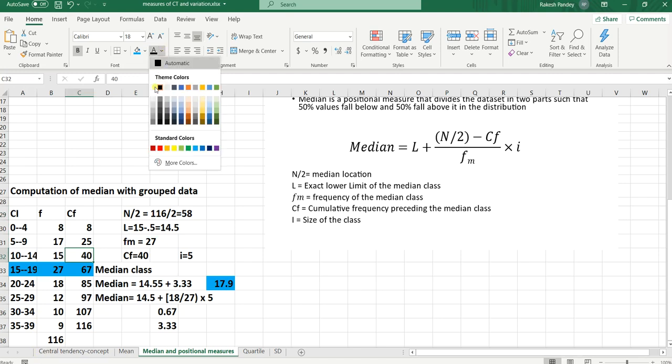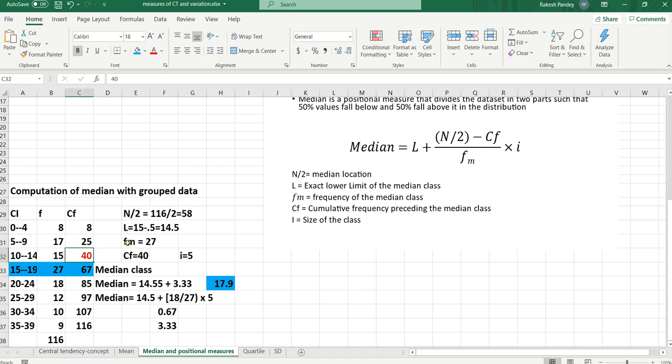Let us change the font color. So this is the CF. We have written it as 40. And then FM is the frequency of the median class. It is 27. And i is the size of the class, and when we put all these values in this we will get the median. So in the next class I will provide you an opportunity to ask any questions related to this.